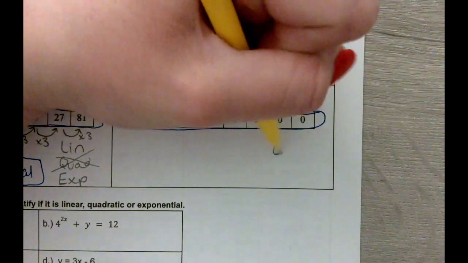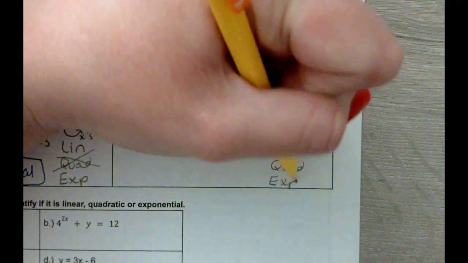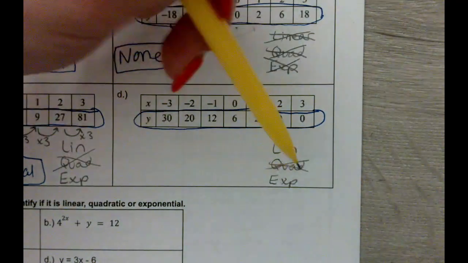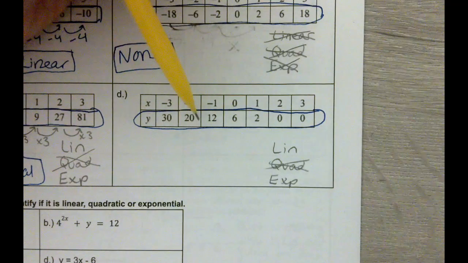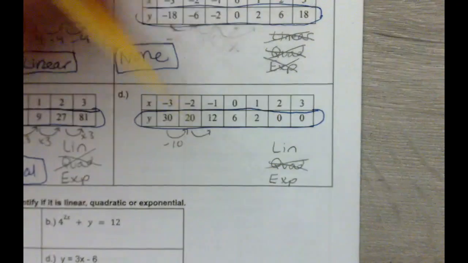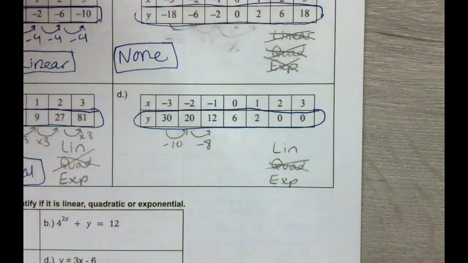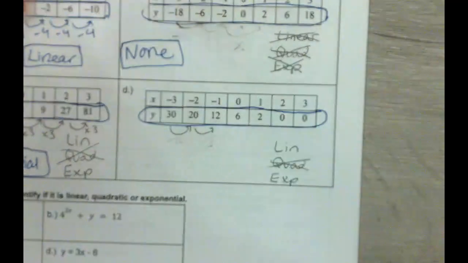So again, I'll make my list. It's not quadratic. We've already ruled that out. Linear, if we try to go down in pattern, 30 to 20, that's going to be minus 10. And then if I repeat that, 20 minus 10 is not 12. That's minus 8. We can't change the number. It has to be the same number the whole time. So linear is out.